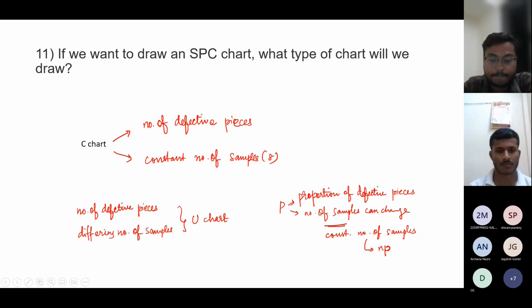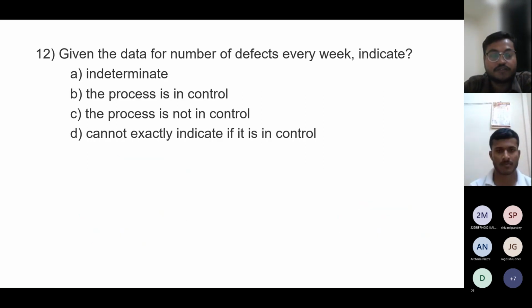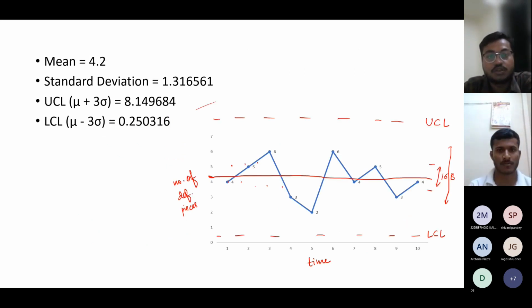Yes, sir. The last question is, given the data for the number of defects each week, we choose one of these options. So we plot this data as time goes by, how many defective pieces we find. We find the mean of the data, which is 4.2 somewhere around here. We'll find the upper control limit, which is mean plus 3 sigma, and the lower control limit, which is mean minus 3 sigma.